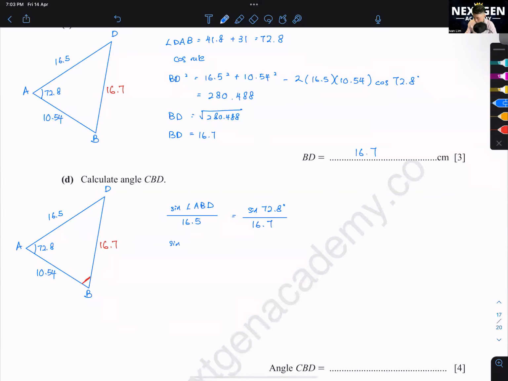So sine angle ABD is equals to, I just type the whole thing, sine 72.8 over 16.7 multiplied by 16.5. Which you'll get here 0.9438. Angle ABD, you just type in the calculator, shift sine it, you'll get 70.7 degrees. So here 70.7 degrees.